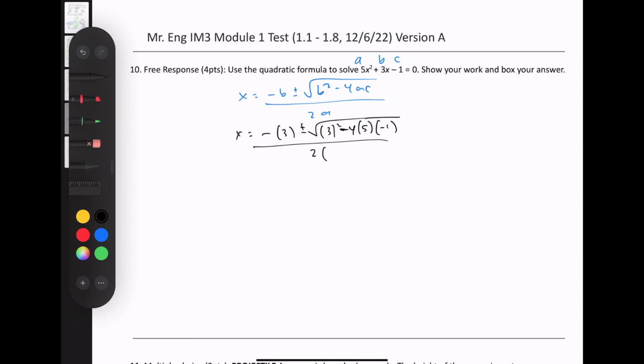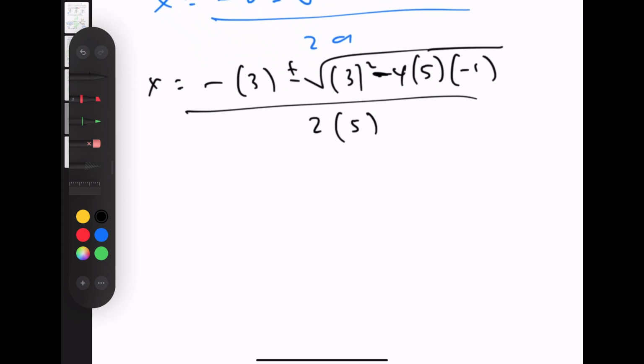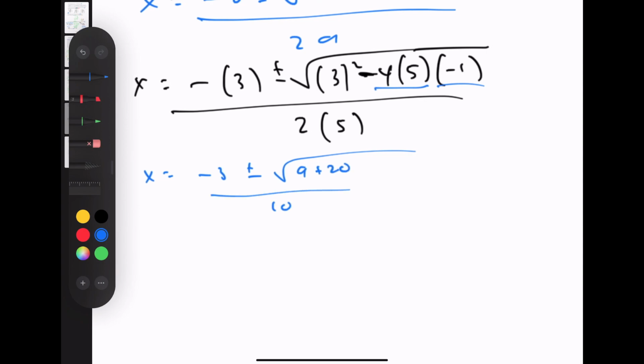And my A value is 5. Okay. 3 squared is 9. Pay attention, negative 4 times negative 5 is negative 20. Negative 20 times negative 1 is positive 20. So it's going to look like that. 2 times 5 is 10. And this would be my exact answer. You cannot break down square root of 29.